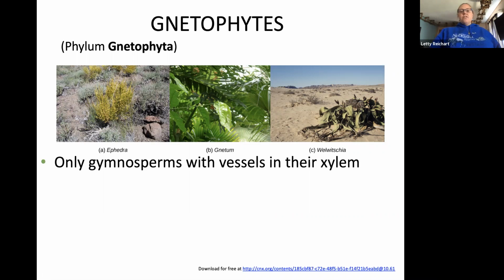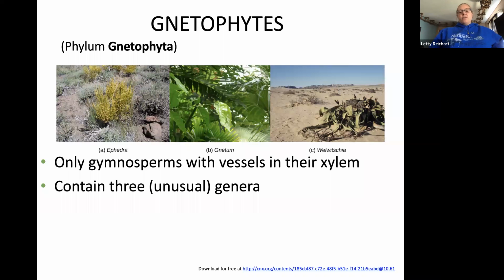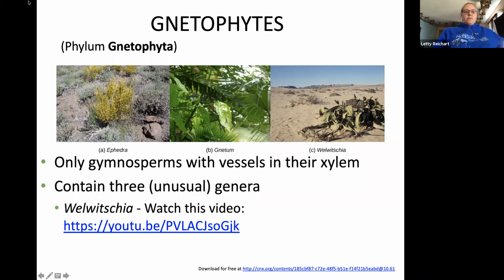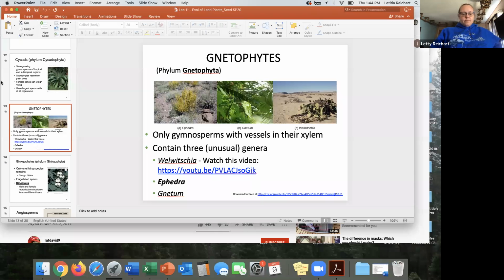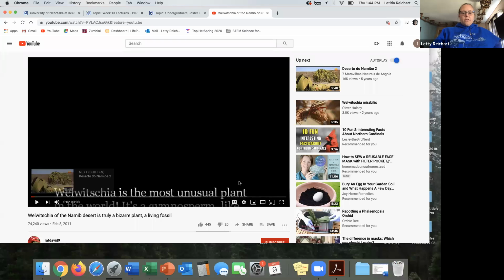Okay. Now, these are the only gymnosperms that have vessels within their xylem tissue. Because remember, now we're looking at the vascular plants, so we've got xylem and phloem for these guys. And they have these weird members, and so we're going to watch a short video about the welwitschia. All right, here's our welwitschia.